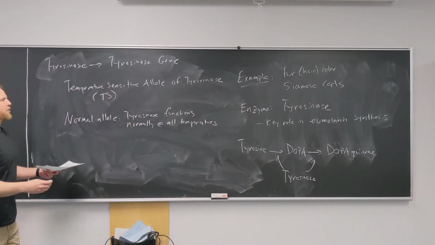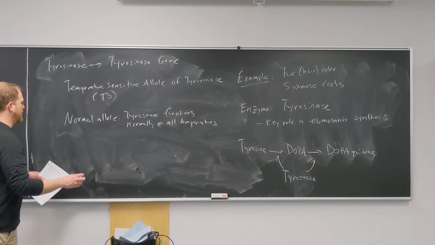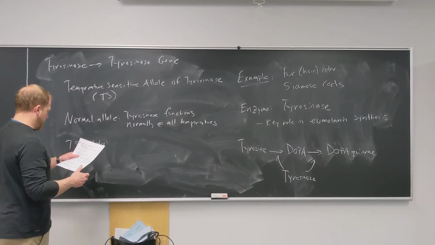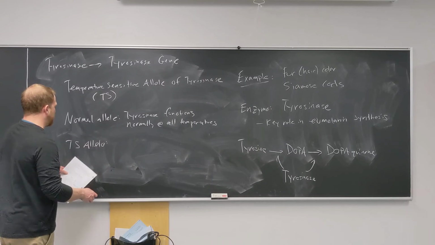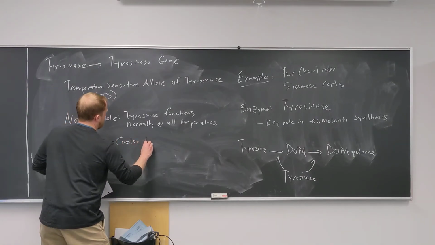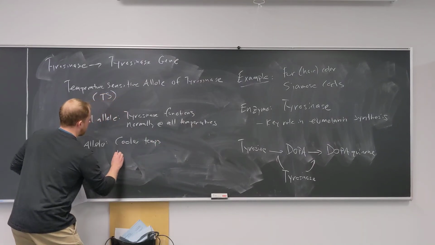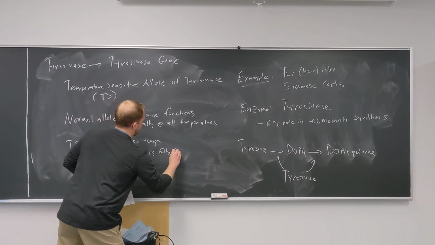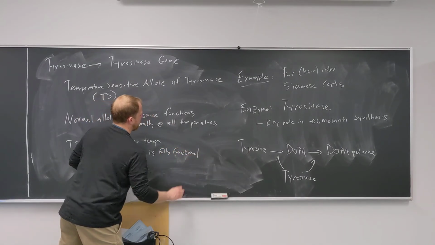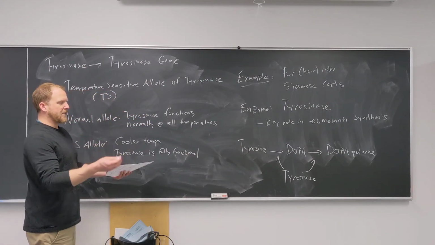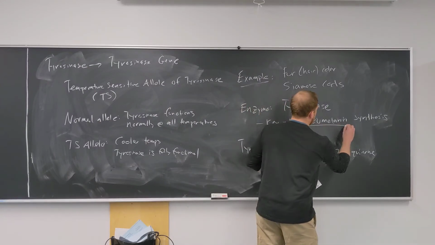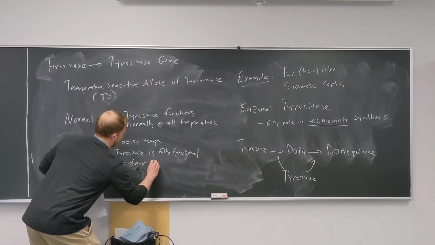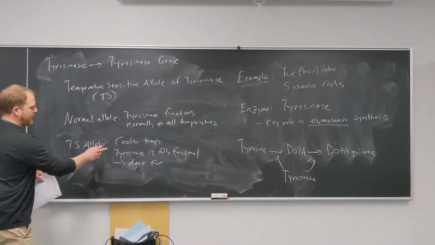But as the name would suggest, this temperature sensitive allele actually has some temperature sensitivity. So the TS allele at cooler temps, tyrosinase is fully functional, and so it's able to produce lots of eumelanin. Remember, this is our final product, eumelanin. So it's fully functional, and this results in dark fur. That's what's happening at cooler temps.